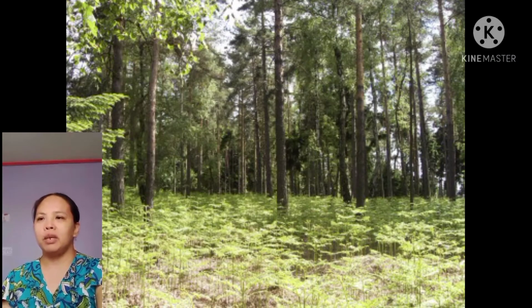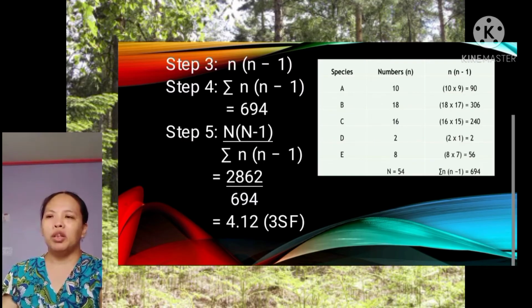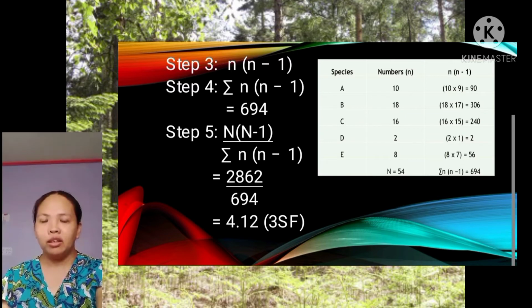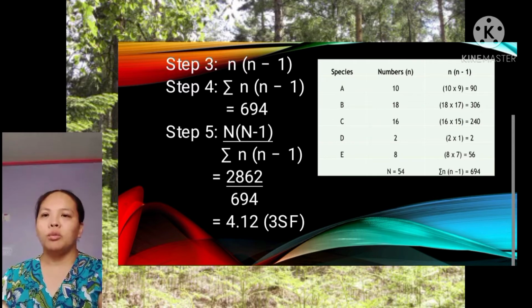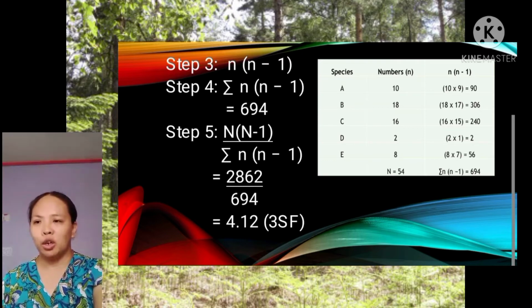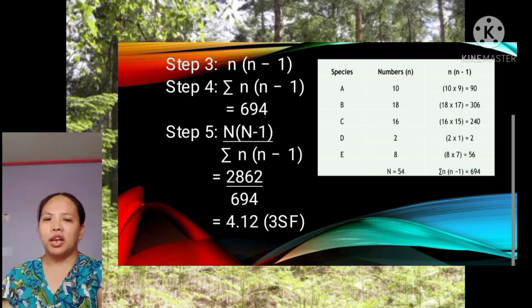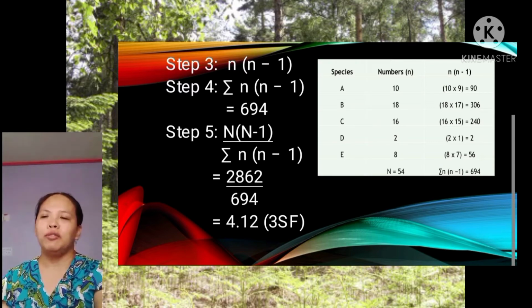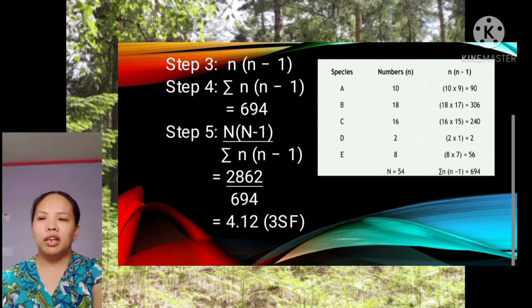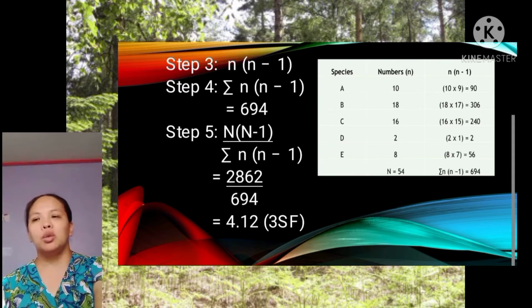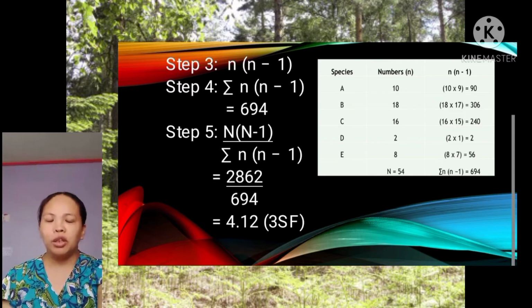Then for step 3, we have small letter n multiplied by n minus 1, wherein that's in column 3 or column C. There, we have the individual number of species. Then step 4, summation. So we will get the sum of all n multiplied by n minus 1, that is equal to 694. And the last step, we have to divide big letter N multiplied by N minus 1 by the summation of small letter n multiplied by n minus 1.